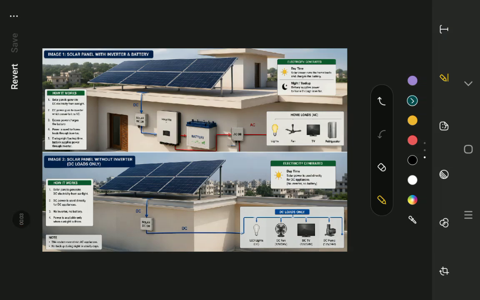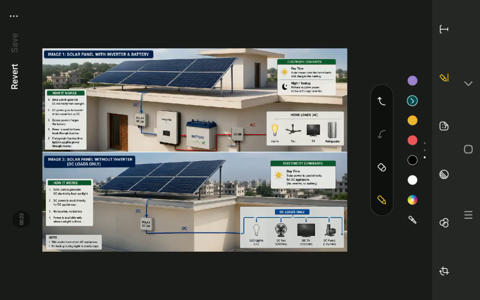Hello, today we are going to see three ways to get free electricity in the house. So the first method is solar. Solar panels are generally installed on top of the terrace, and the electricity of the solar is consumed in two ways.